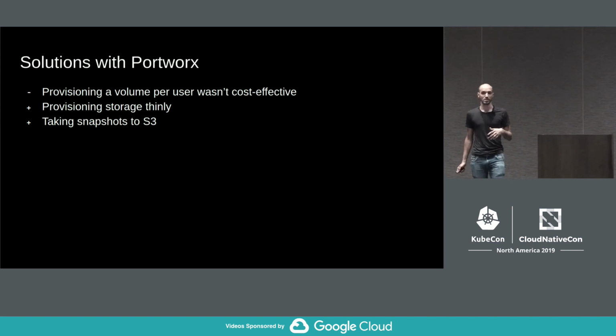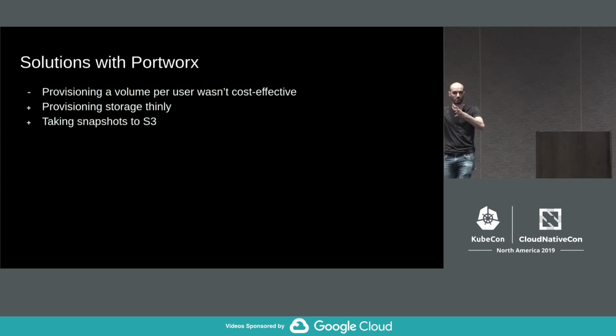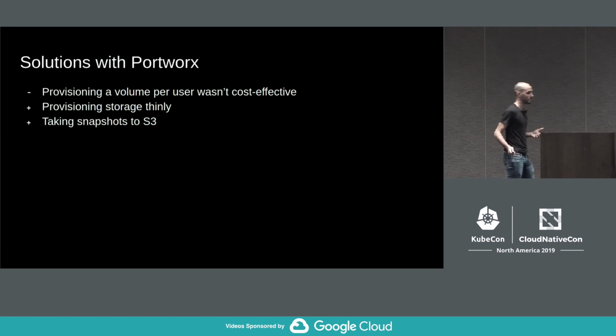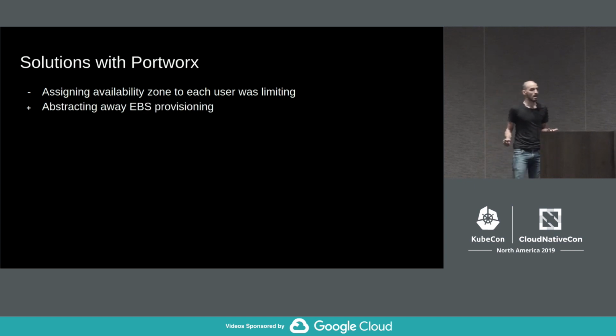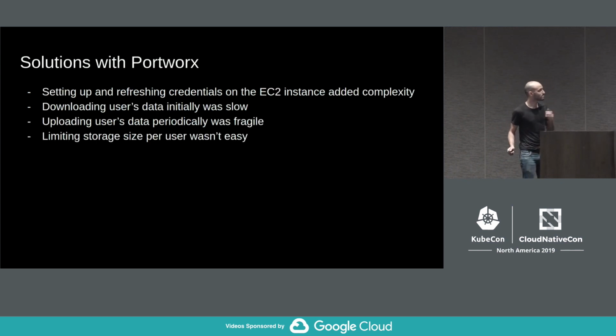So it's not necessarily that you say, I want a 1 GB volume, that you're necessarily taking 1 GB from the capacity until the user is actually using the 1 GB. And we also take snapshots to S3, like I mentioned. We used to assign availability zones to each user. But now Portworx actually manages the EBS volumes for us and manages the provisioning of EBS volumes as well. So we don't really have to care about that.